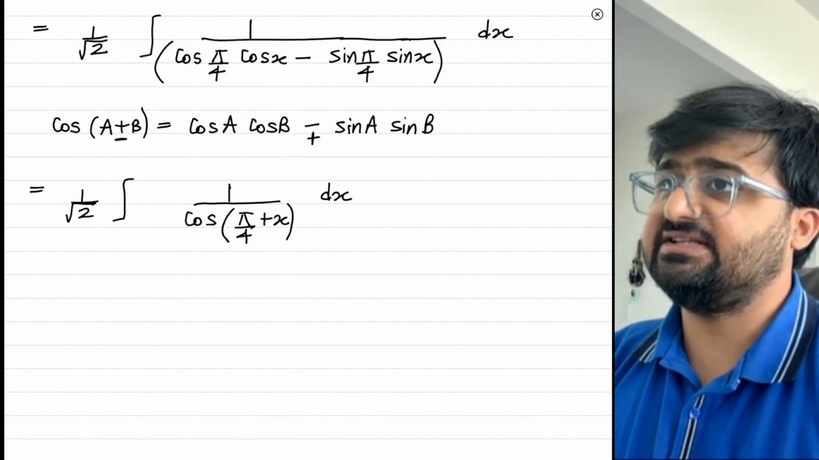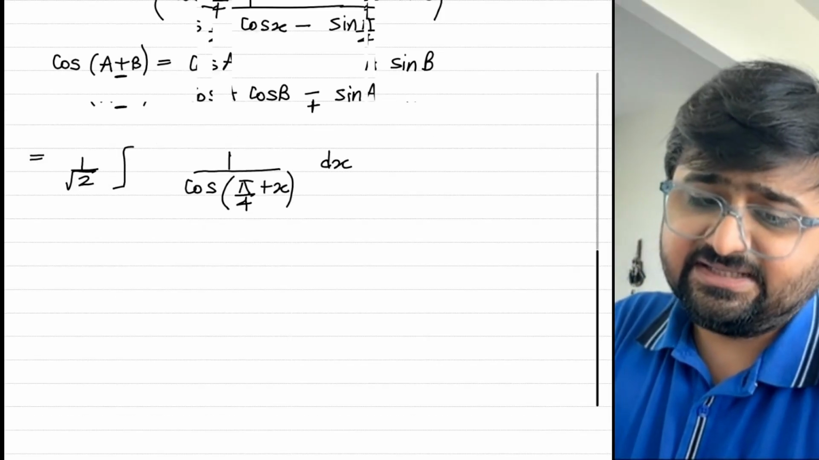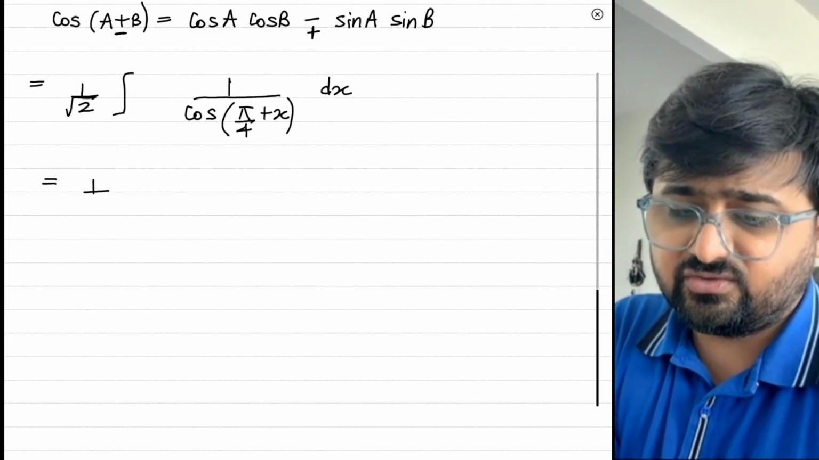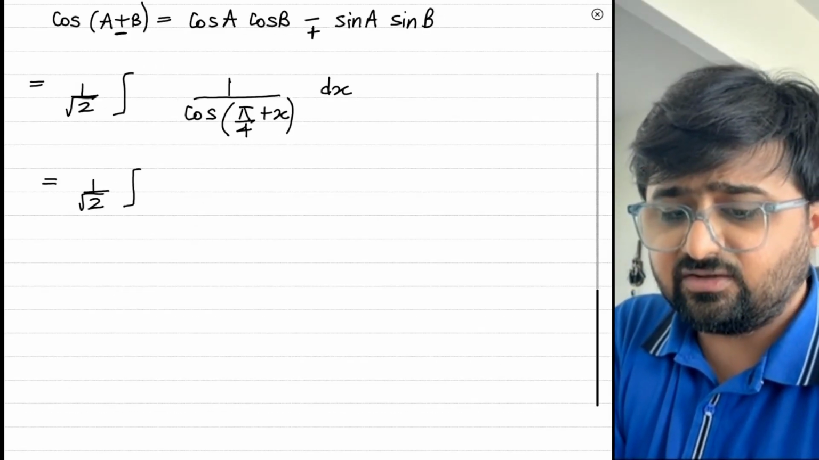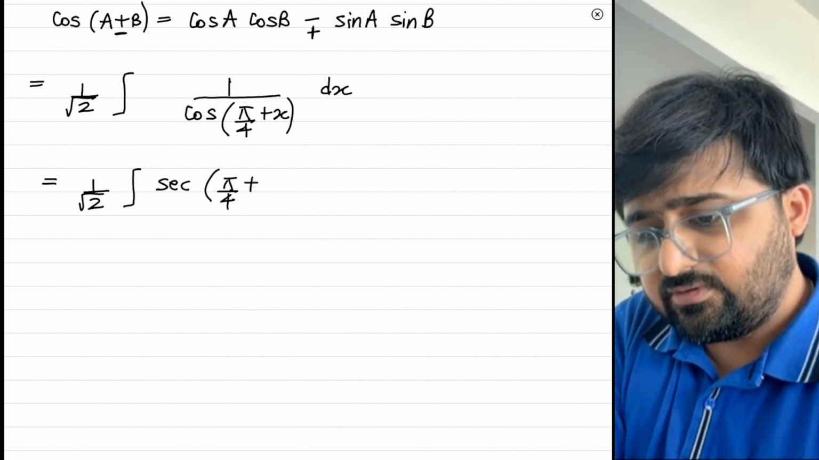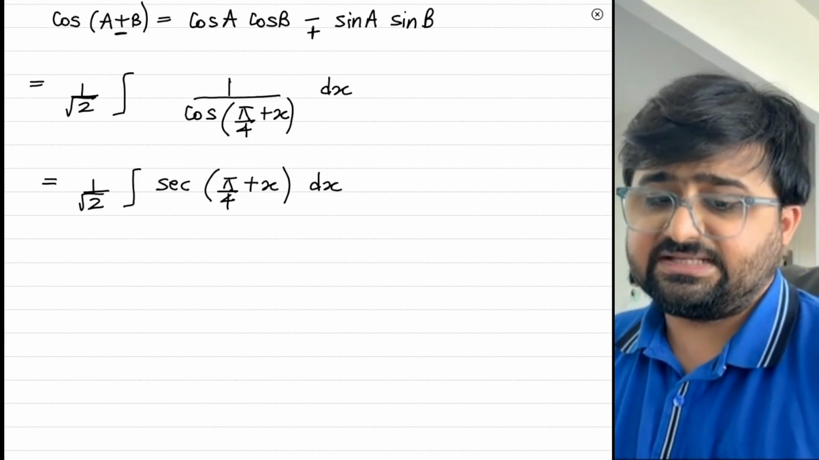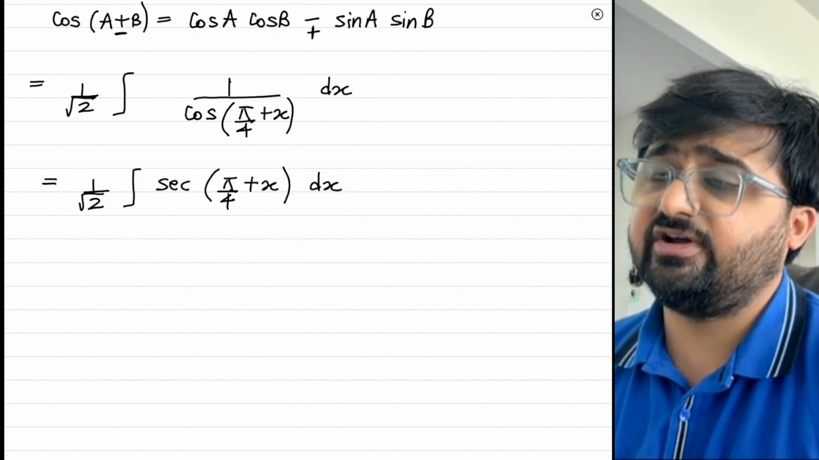I hope that makes sense so far. And now that 1 over cosine is nothing but sec, so you can write it as 1 over root 2 integral of sec of pi by 4 plus x with respect to x. I hope that makes sense so far.